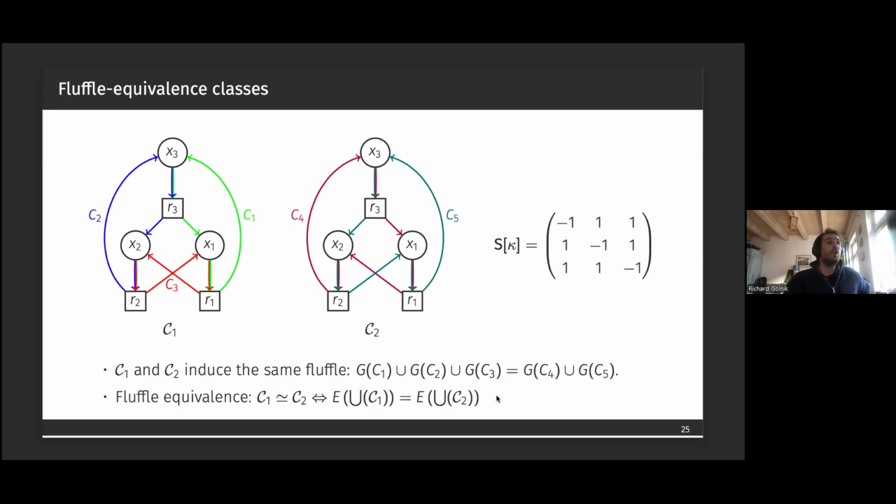And then the idea was, okay, could we define just a fluffle equivalence class, which is based on all of the edges in the graph, and we say that two circuit nets are identical or equivalent when the edge set of the union is the same. And this already reduces the number of circuit nets that have to be enumerated.